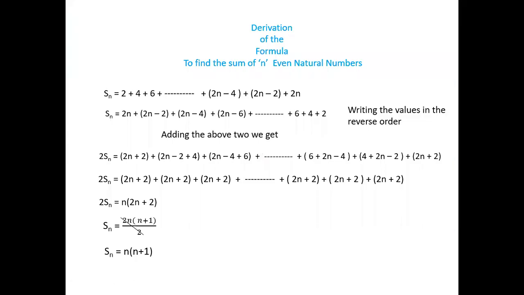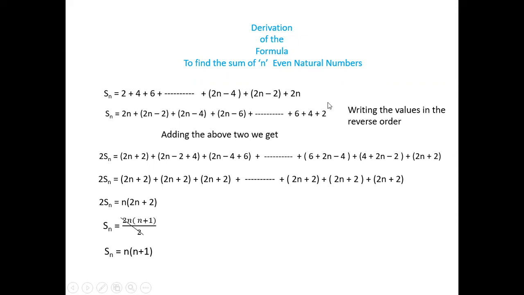So the derivation of the formula to find the sum of n even natural numbers. Sn is given. S means it is a sum of n natural numbers. That is, we are taking even numbers. So 2 plus 4 plus 6 plus so on, it goes up to 2n. 2n is the nth term of the series. So a term before that will be 2n minus 2. Before that, you'll have 2n minus 4. So this is the series of set of even natural numbers.